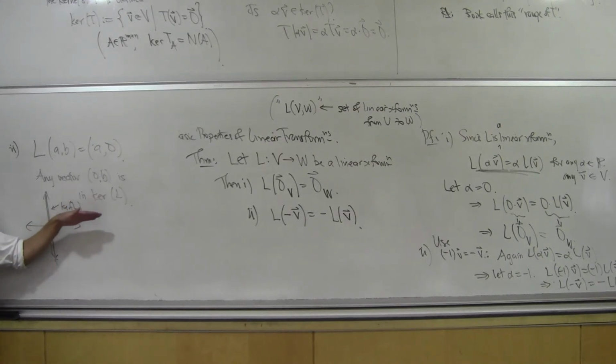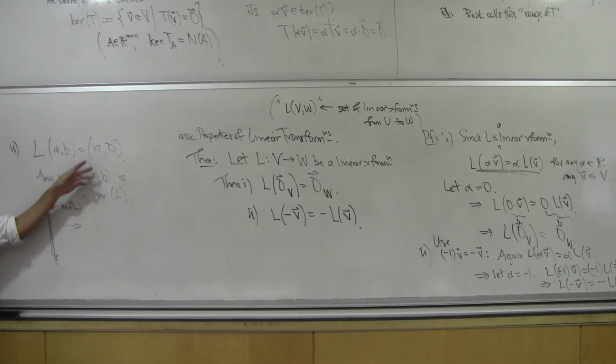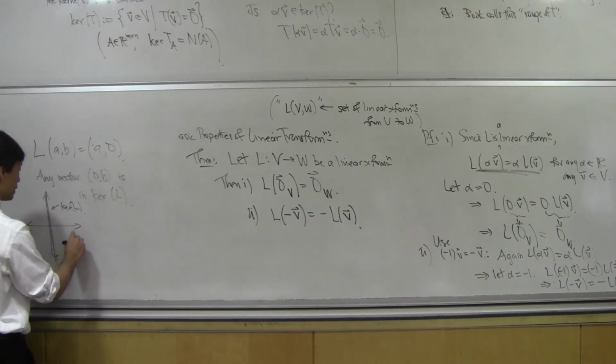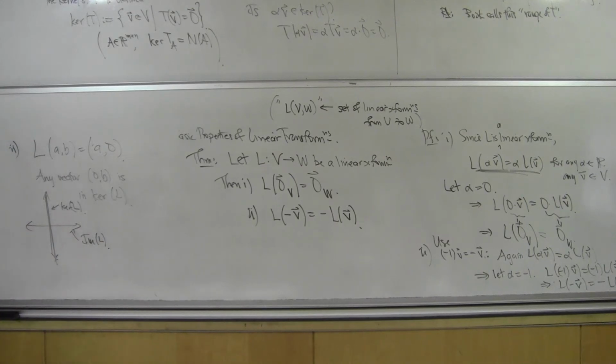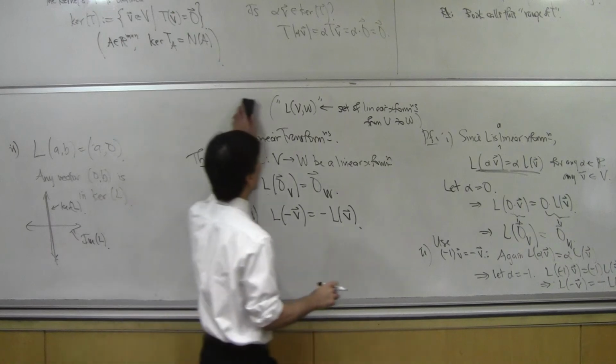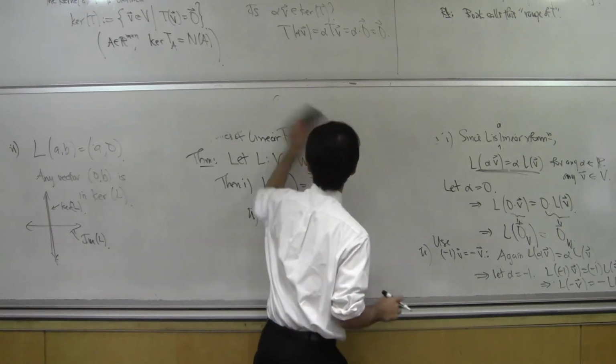What's the image of L? Well, it's all outputs, right? It's going to be the x-axis. The x-axis is the image of L. Okay. Second example.